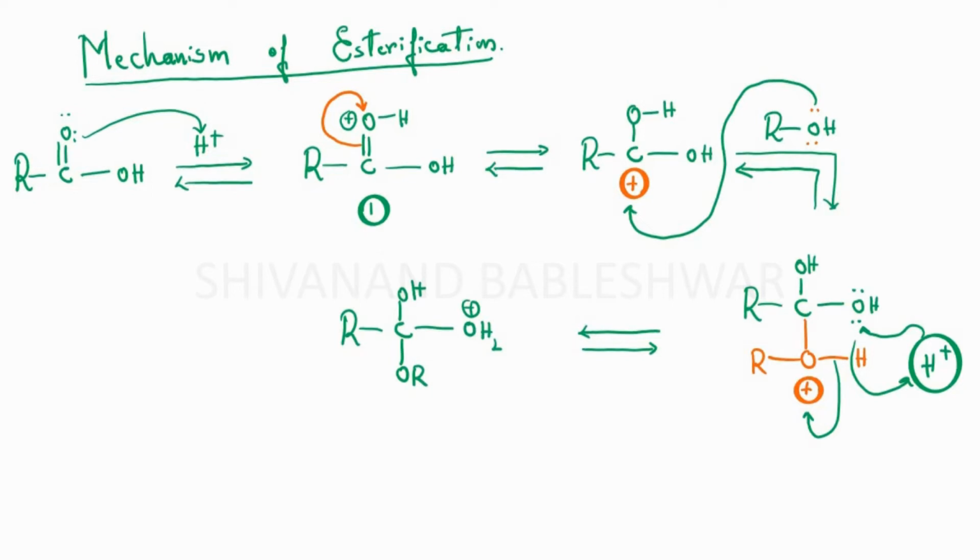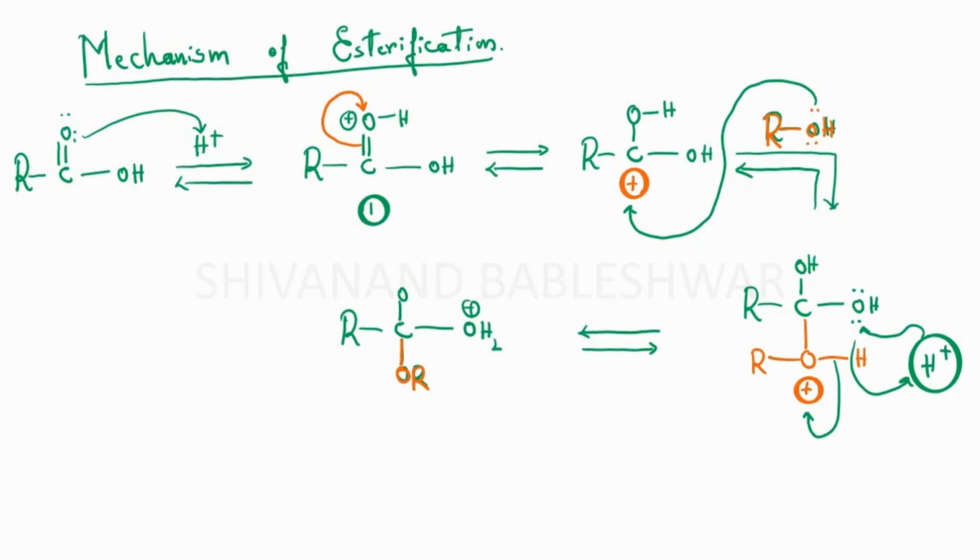In order to differentiate that alcoholic R group, I have to write it in red color. So I'll write here R. Here also let me write it in red color, that is R single bond O, then followed by H. Now one more change I have to make here, that is this hydrogen.